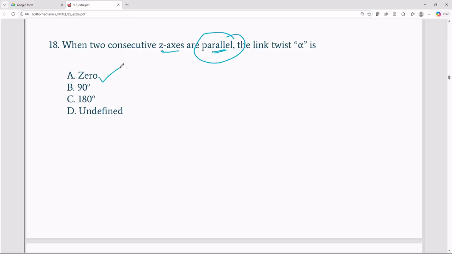Here also the answer is 0. When two consecutive z-axes are parallel, the link twist alpha becomes 0. Alpha is equal to 0 when z-axes are parallel.